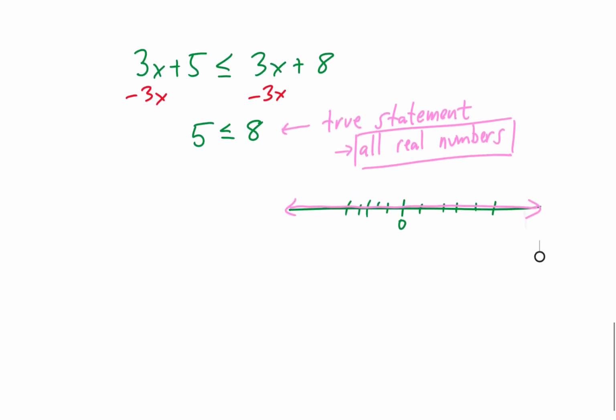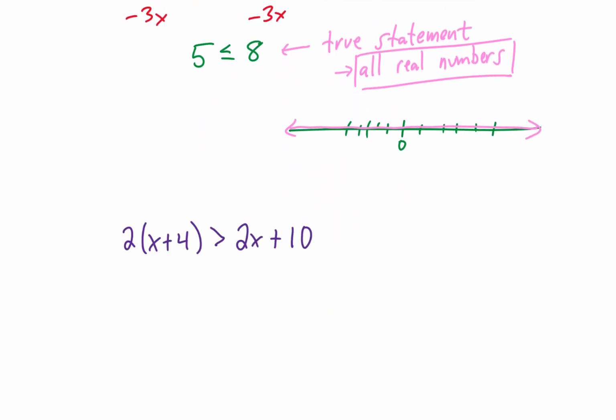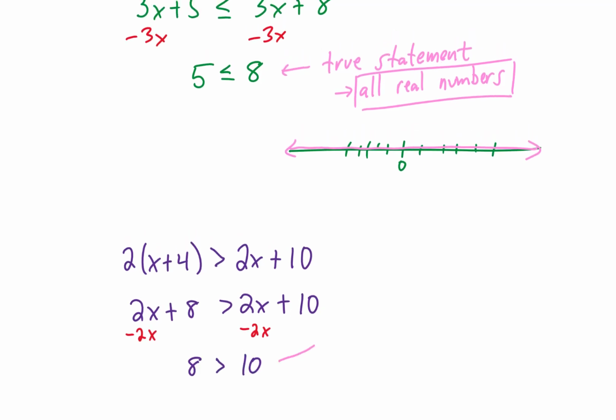All right, one more example before I let you go. Let's say we have an inequality like this, and you might have the correct instinct here to distribute this 2 through the parentheses. On the left side, then, we would get 2x plus 8, and on the right side, we would still have 2x plus 10. Now we're in a similar situation to last time. We have an x term on the left and the right side of the inequality. If we subtract off that 2x, 8 is greater than 10 is what we're left with. That is a false statement.